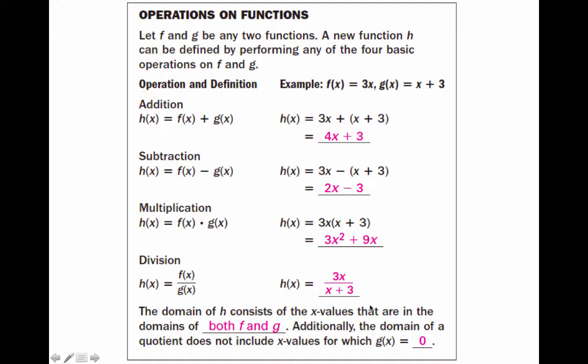as that. The domain of h consists of all the x values that are in the domains of both f and g. Additionally, the domain of a quotient does not include values for which g of x equals 0. For instance, in our little example here, we would not include the value negative 3, because if we set x plus 3 equal to 0, we get x equals negative 3. That would give us 0 in the denominator, which would make the whole division problem undefined.